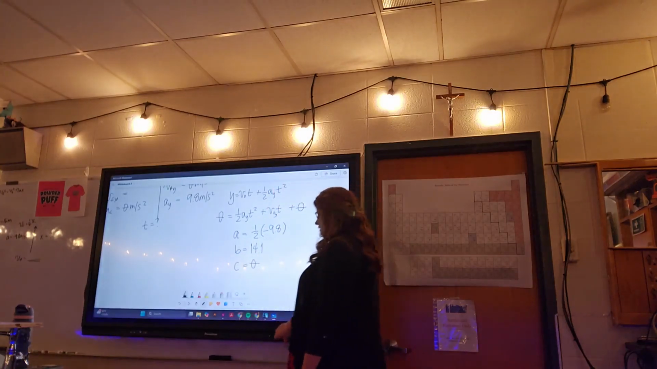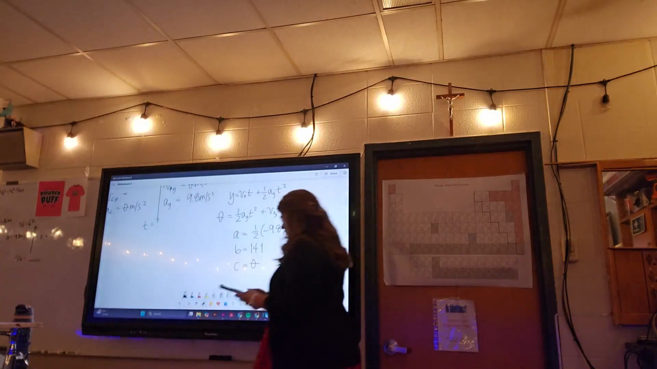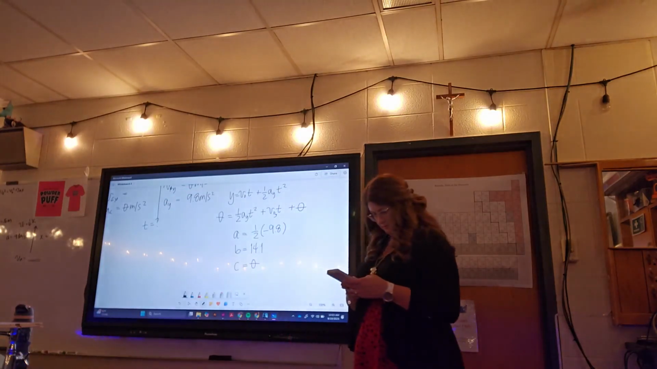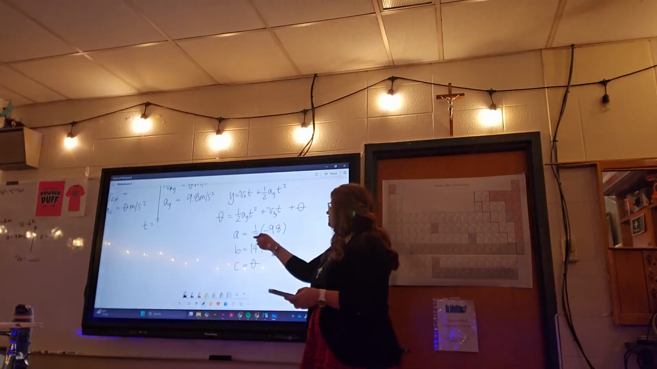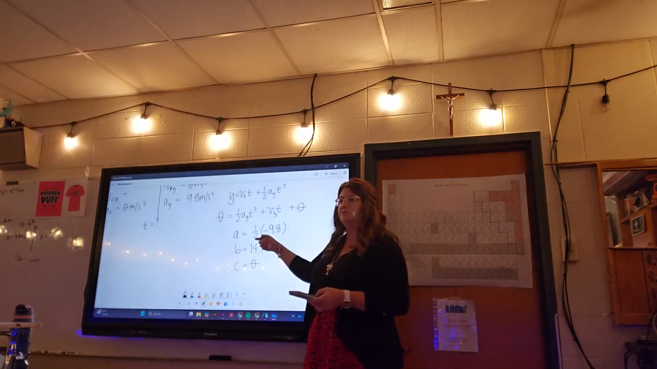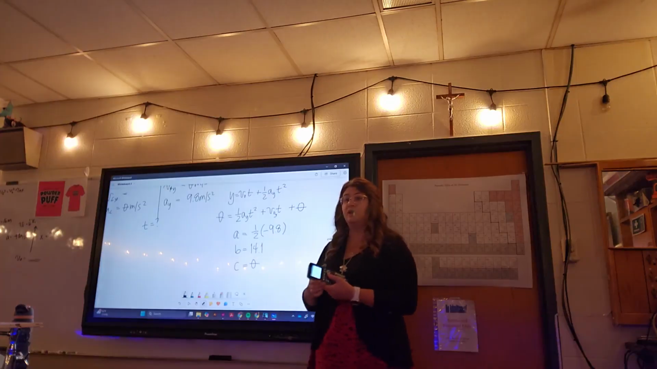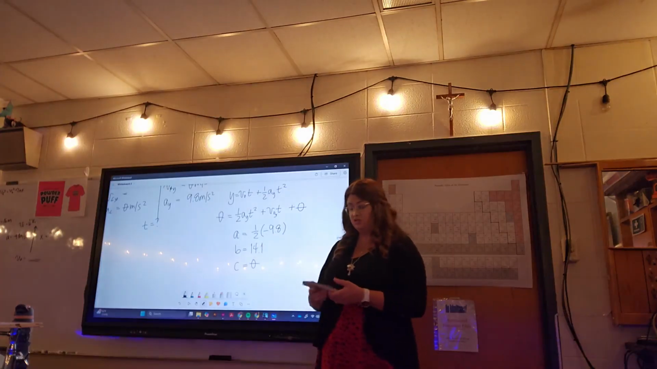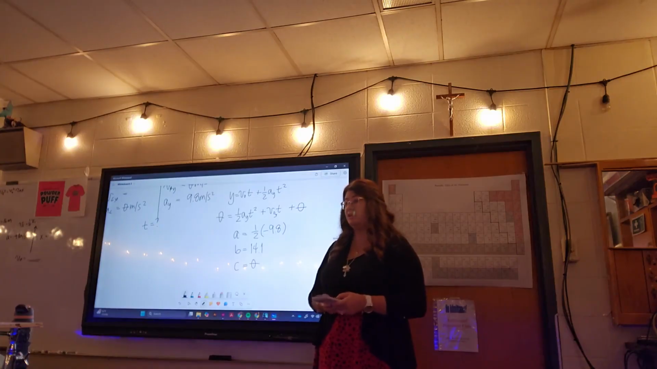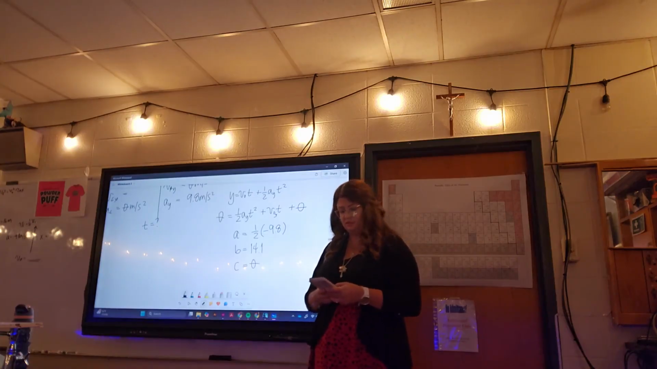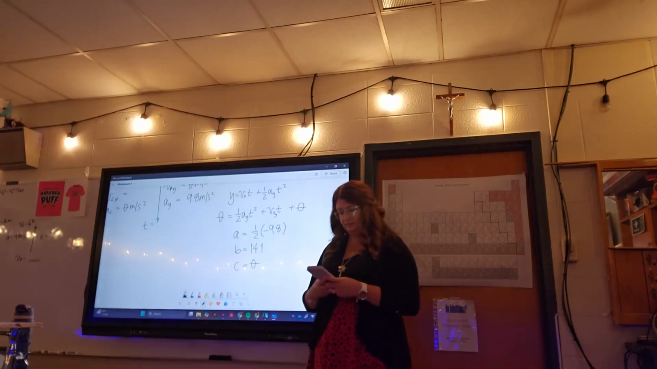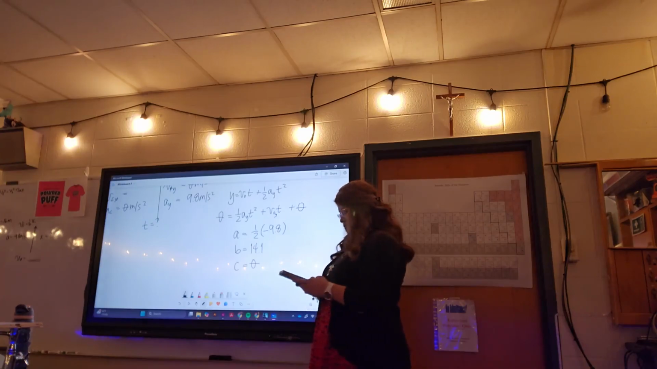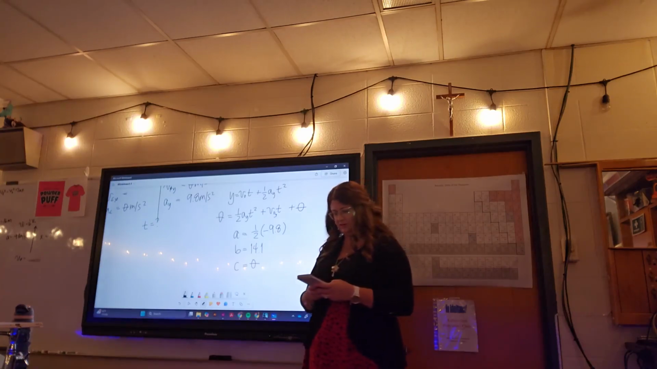So let's get our calculators out. And you don't even have to figure out what 1/2 times negative 9.8 is. You can do that right in your calculator. When it says a equals question mark, just put parentheses around 0.5 times negative 9.8. Make your calculator do the work. B is 14.1 and C is 0.